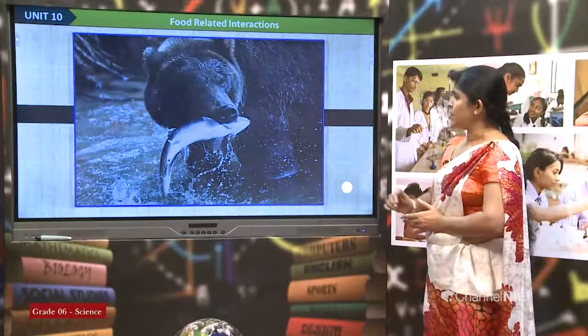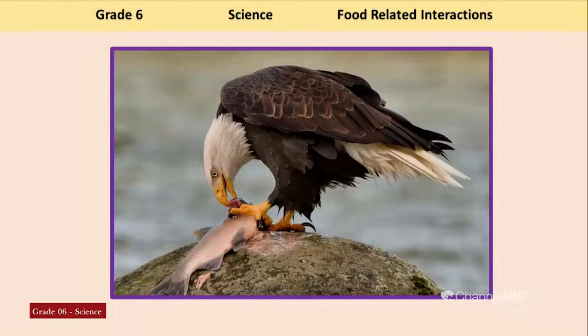Let us see the last picture. What is it? It is an eagle, the king of the sky. It is a good hunter. It can fly fast. You can see it is taking the flesh of other animal. So we can say that the eagle is an animal which depends only on animal material.